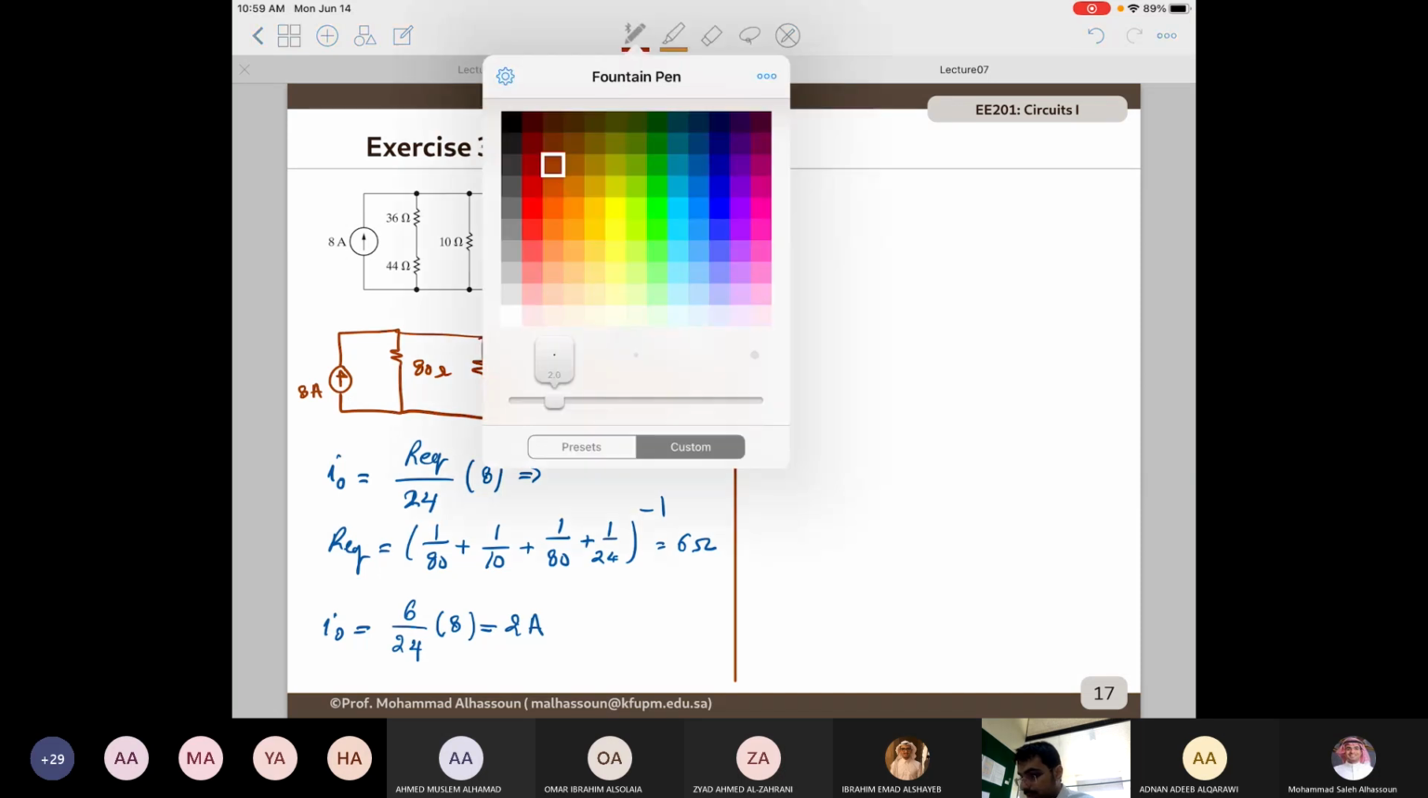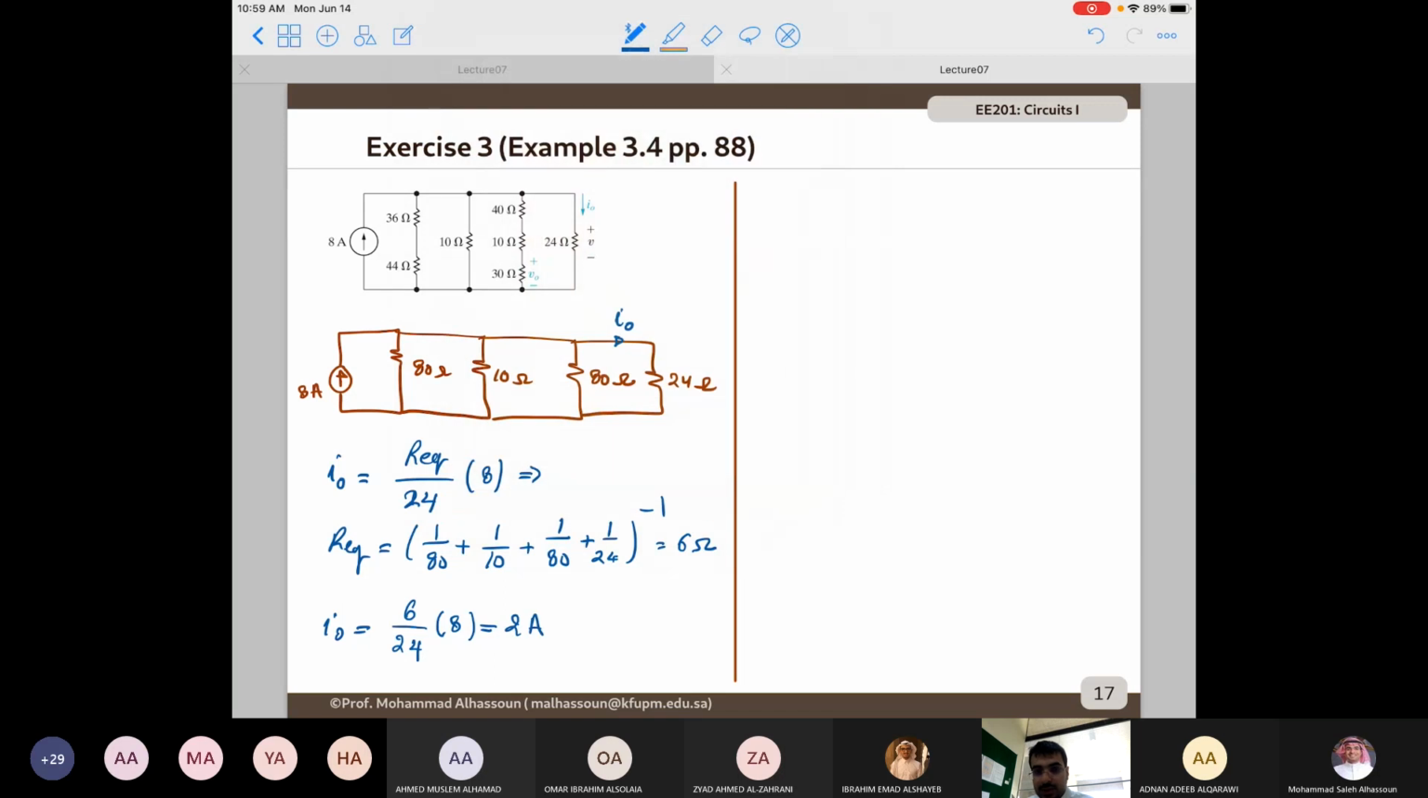So the next step that I need to do is what? Okay, let me see a new name here. Omar Salah, one minute Omar. We can just use Ohm's law to find the voltage across the 24 ohm resistor. Yes, exactly. So the voltage across the 24 ohm resistor is 24 multiplied by 2, and this is going to give me 48 volts.